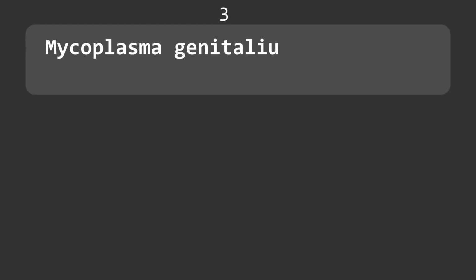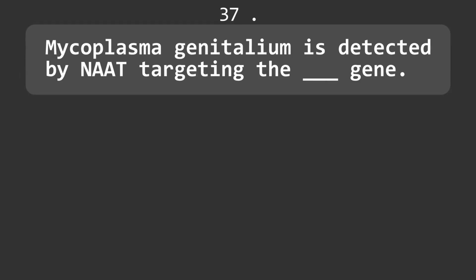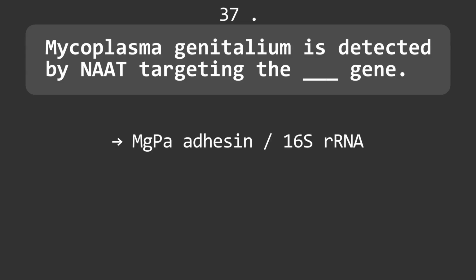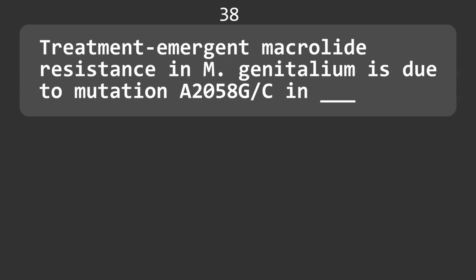Mycoplasma genitalium is detected by NAAT targeting the MgPa adhesin gene and 16S rRNA. Treatment-emergent macrolide resistance in M. genitalium is due to mutation A2058G/C in 23S rRNA.